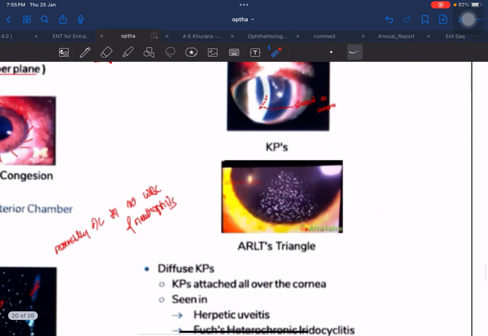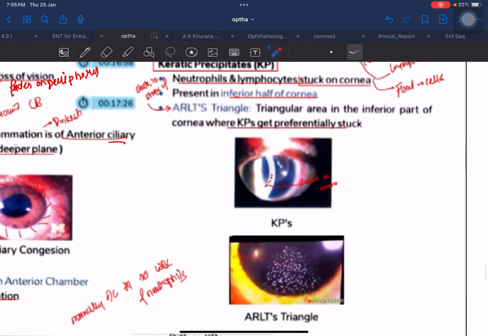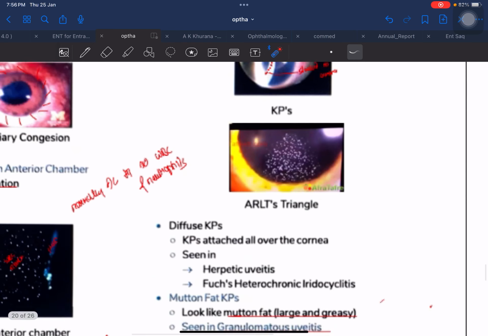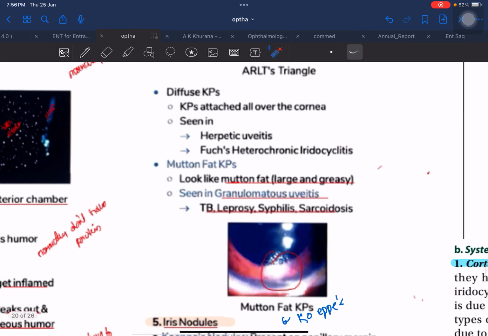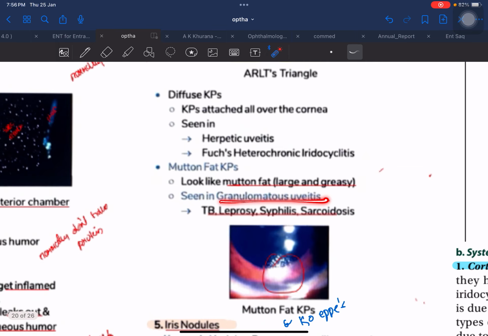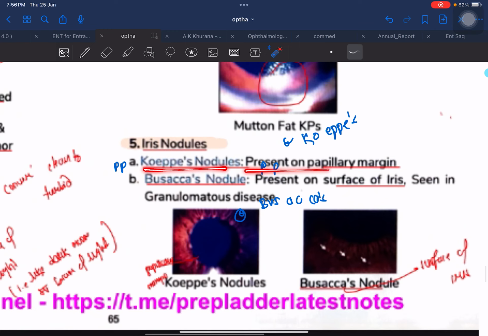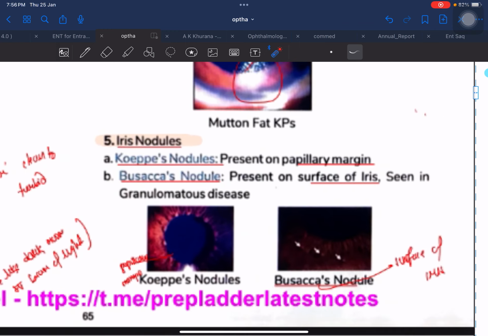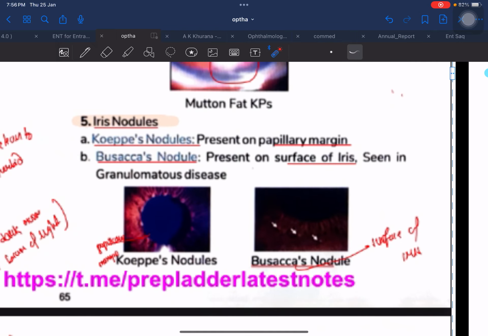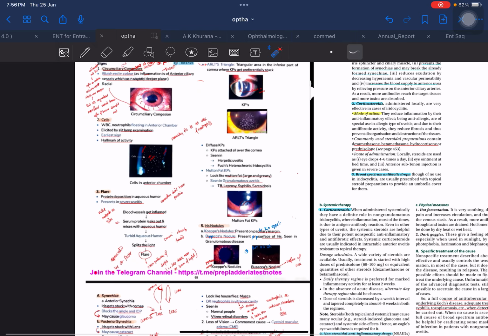And you can see ALRT. What is this ALRT? This is a triangular area in the inferior part of our cornea, where keratic precipitates get preferentially stuck, right? And mutton fat, what was that? A characteristic of granulomatous uveitis. Iris nodules: Koeppe nodules present on the pupillary margin, and Busacca nodules present on the surface of the iris, are seen in granulomatous diseases, right? Okay, now moving further.